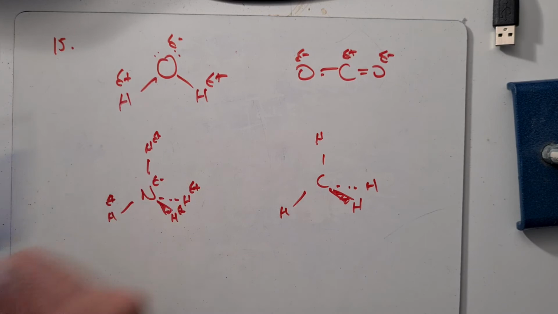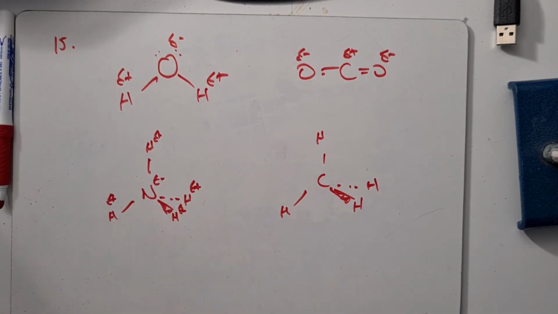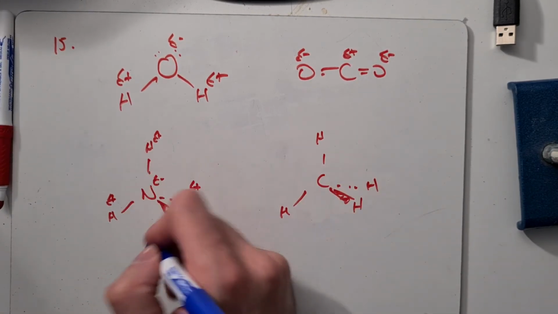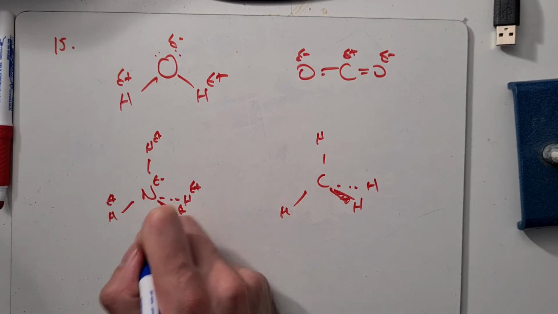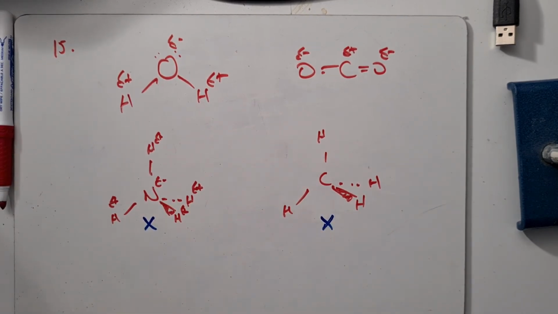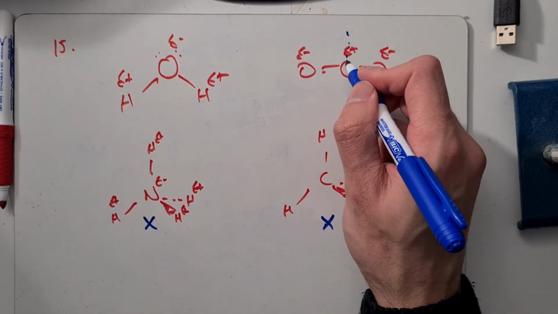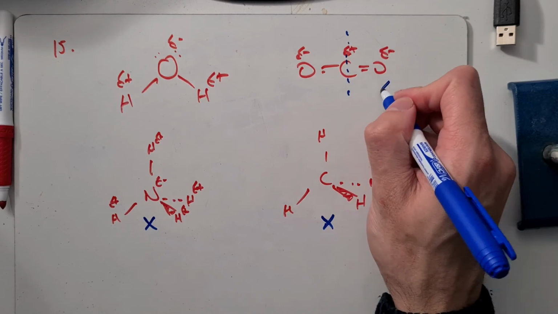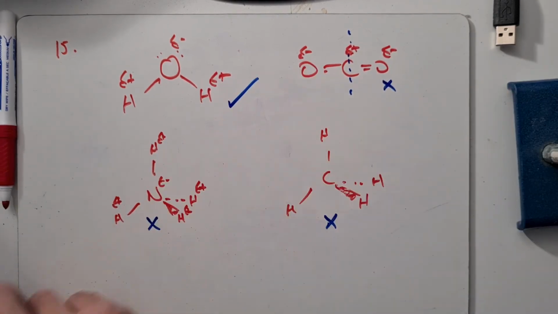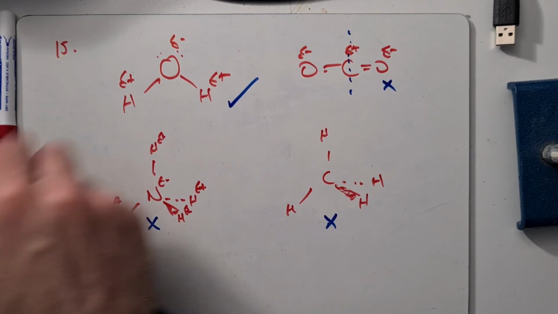Carbon and hydrogen are too similar in electronegativity. Even if they did, they'd all cancel out because the tetrahedral structure is symmetrical, so it can't be that, even without CH4 having dipoles in the first place. This is symmetrical. If I drew a line down there, we've got symmetrical, so it can't be that, so it must be this one. So 15 is going to be A, water.